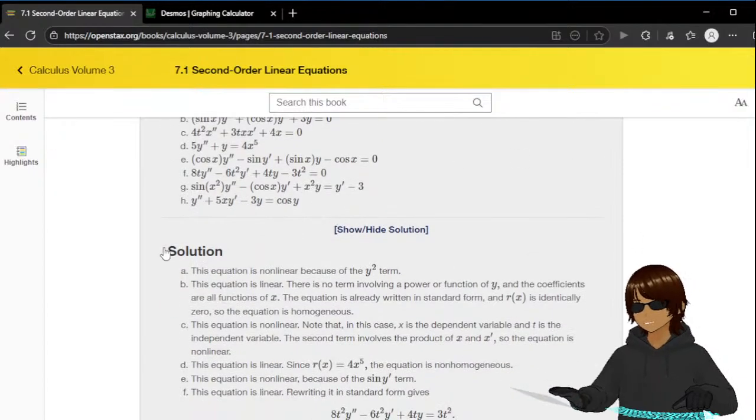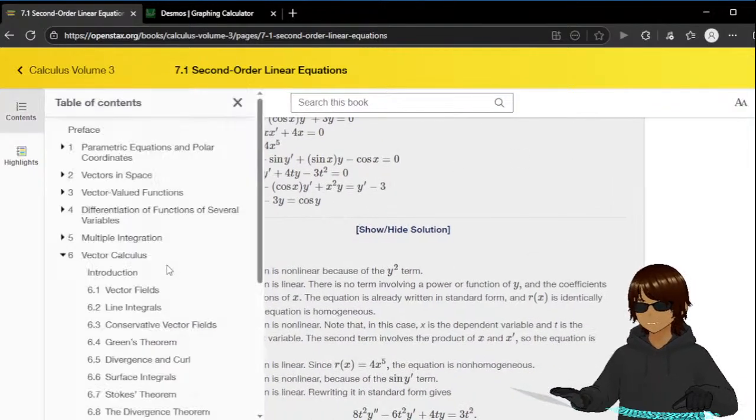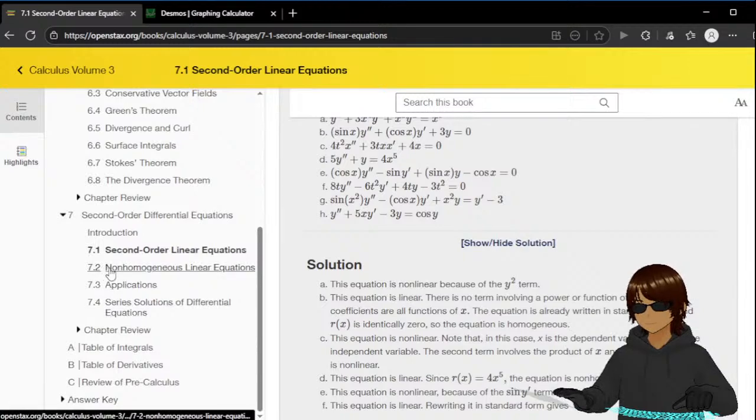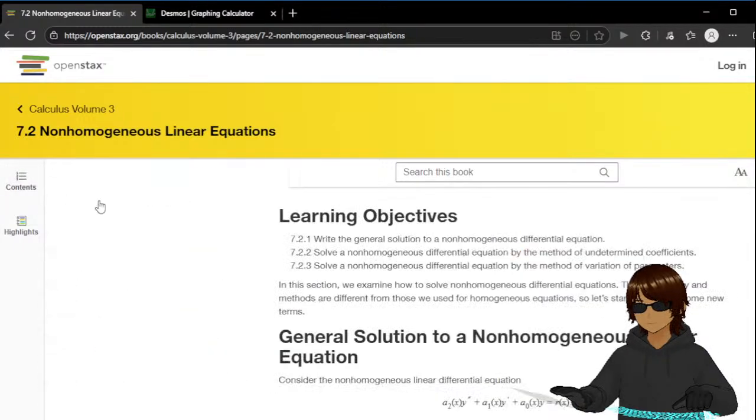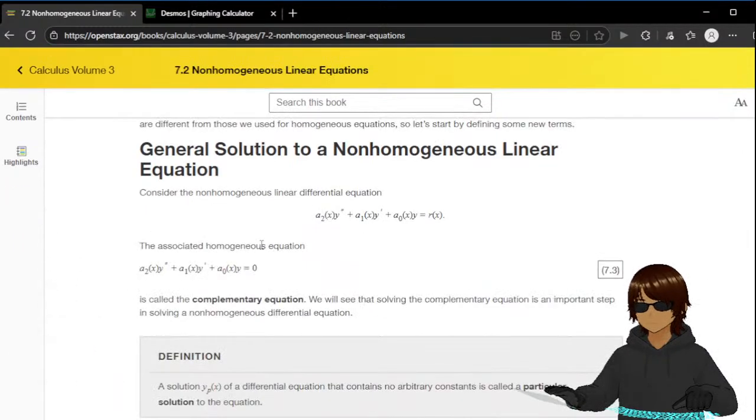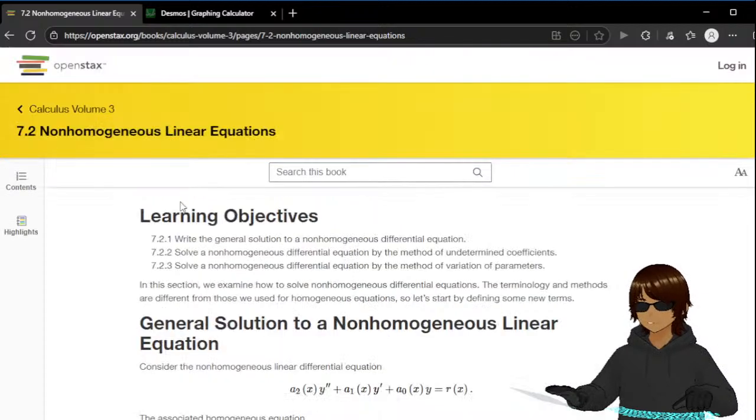Anyways, going to the next chapter. General solution to a non-homogeneous linear equation. Consider the non-homogeneous linear differential equation.